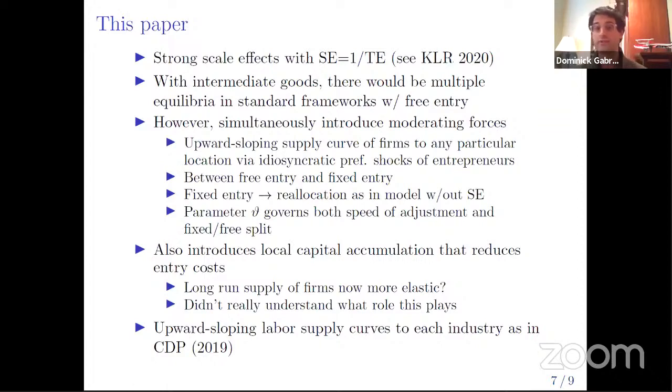However, the paper simultaneously introduces these moderating forces via two mechanisms: an upward sloping supply curve of firms to any particular location, right? The reason being that these entrepreneurs that manage the firms have these idiosyncratic shocks to their locational preferences. And this gives the model a flavor of something between a fixed and a free entry model, right? If this parameter epsilon that governs both the speed of adjustment and the fixed and free entry split is very large, firms are not willing to move in response to shocks, and it's close to a fixed entry model. As epsilon gets very small, we're going closer to a free entry model. And in the fixed entry model, reallocation happens just as if there were no scale economies.